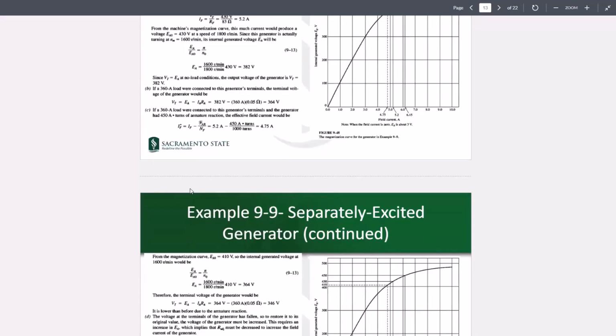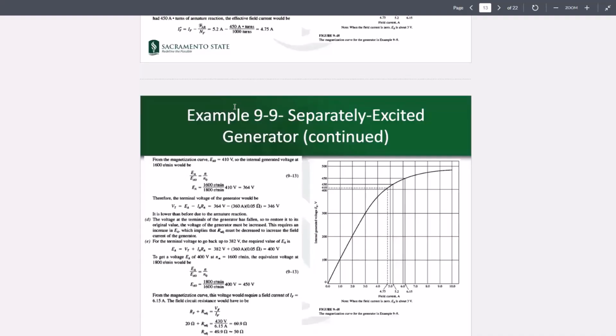From the magnetization curve, this 4.75 would give you 410 volts, as can be seen here. Again, we have to look at the practical conditions where the generator's speed is 1600, because this curve has been found at 1800. So this gives you 364 volts, which you need to put in here to find the actual terminal voltage in this case, which would come up as 346 volts. So this was part C.